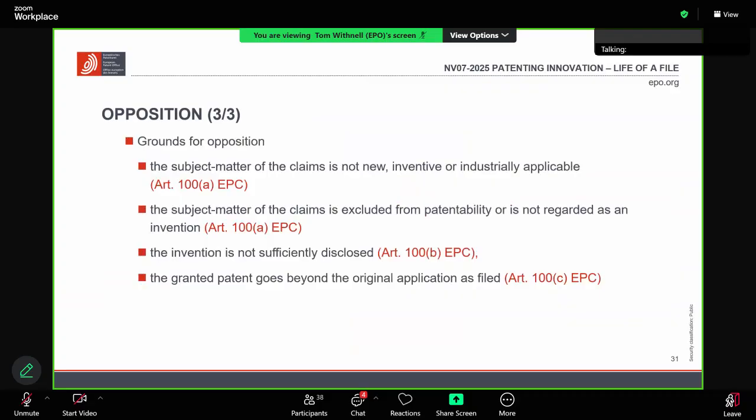Which are the grounds of opposition? The EPC clearly defines what is a ground of opposition and what is not. So grounds of opposition are that the invention does not meet the patentability requirements, so it's not novel, it's not inventive. It's excluded, the subject matter is excluded from patentability, or it's not an invention. Arthur will tell you more about that.